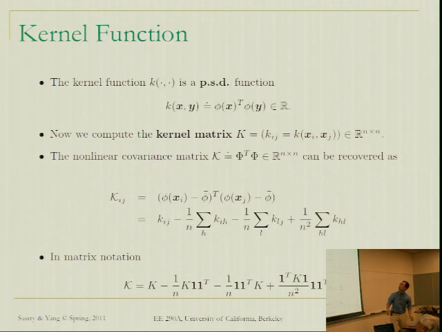So the kernel function is a positive semi-definite function equal to the dot product of phi of x and phi of y. Okay? And using this positive semi-definite function, we can define the corresponding positive semi-definite matrix called a kernel matrix. The element K_ij is simply the value of k(x_i, x_j). Okay? So there's a relationship between the positive semi-definite function and the corresponding positive semi-definite matrix. So that's the definition.